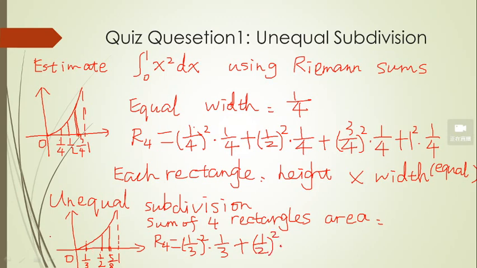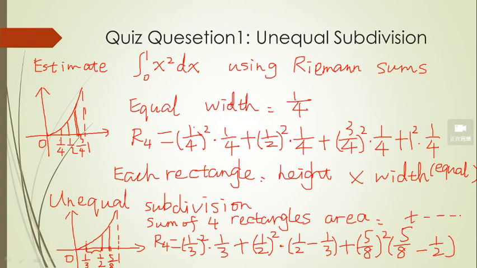What is the width for the second one? The width should be this length. It's not the equal one. You just use 1/2 minus 1/3. And then how about the third one? The third one will be 5/8. At this point, the height should be 5/8 squared. And then what is the width for the third rectangle? That should be 5/8 minus 1/2. And so on for the last one. That is the unequal subdivision we did.